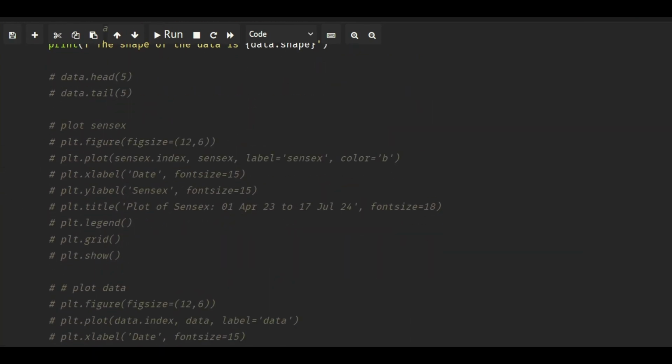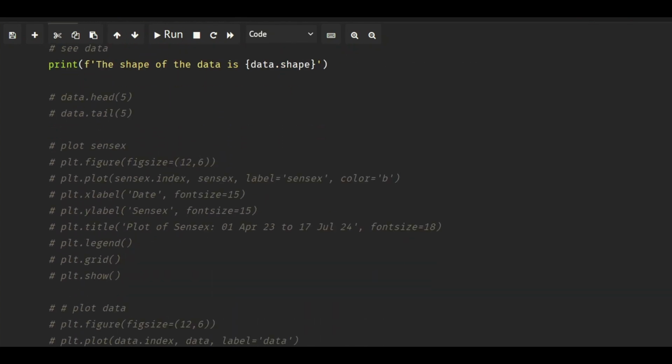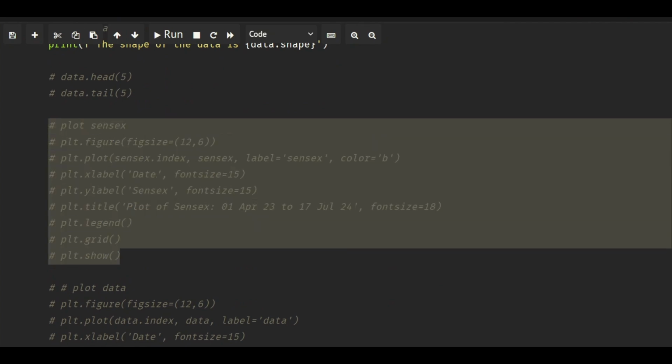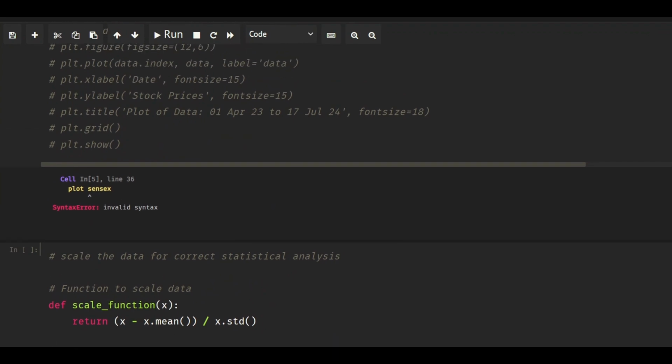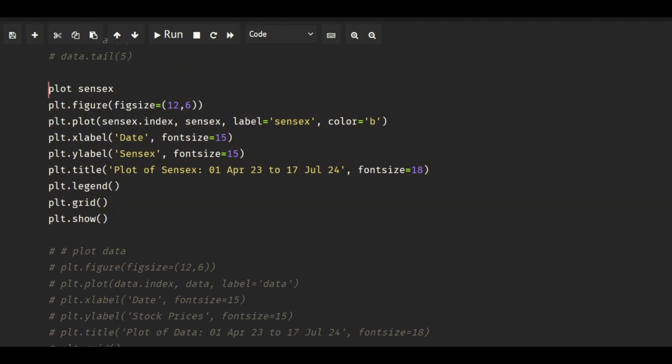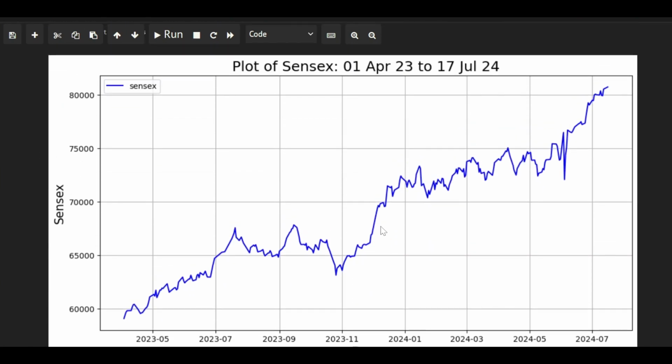So for that, I'm going to plot. If you remember, I had saved this data in the Sensex variable, and I'm going to just plot this now. Oh, just a minute. This should be commented out, and let me run the code once. Yeah. So here is my Sensex for the period that I indicated, from 1st of April 2023 to 17th of July. And as you can see, it has crossed 80,000 currently. And the Sensex data is more or less correct.